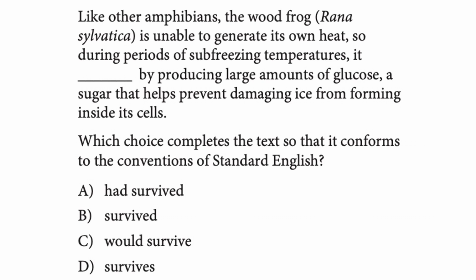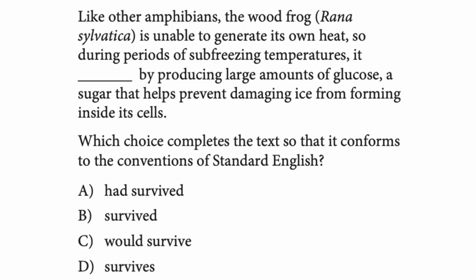Now let's take a look at some real SAT questions on this very topic. Like other amphibians, the wood frog, Rana sylvatica, is unable to generate its own heat. So during periods of sub-freezing temperatures, it blank by producing large amounts of glucose, a sugar that helps prevent damaging ice from forming inside its cells. Now we have these choices: had survived, survived, would survive, and survives.